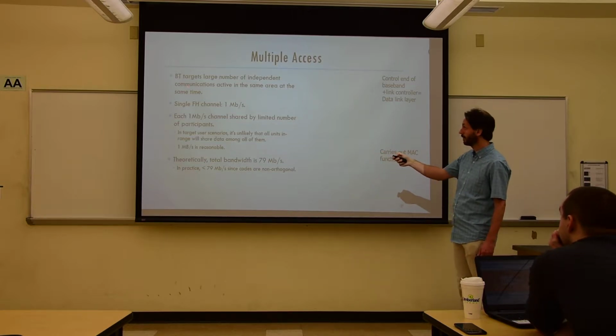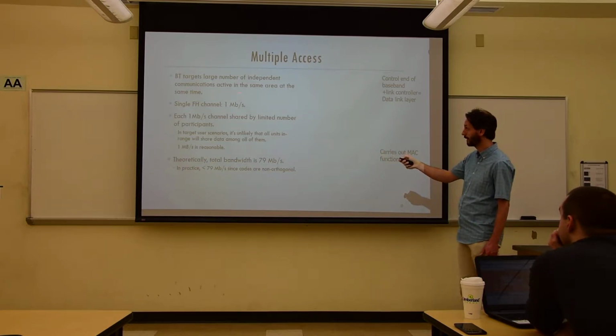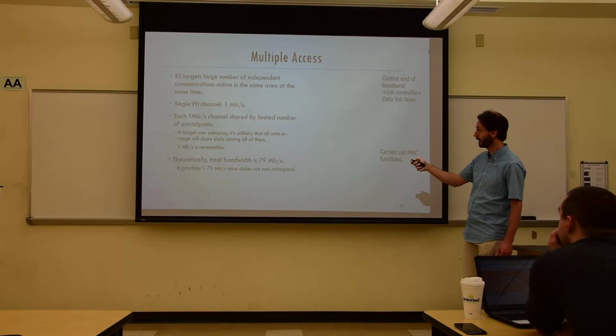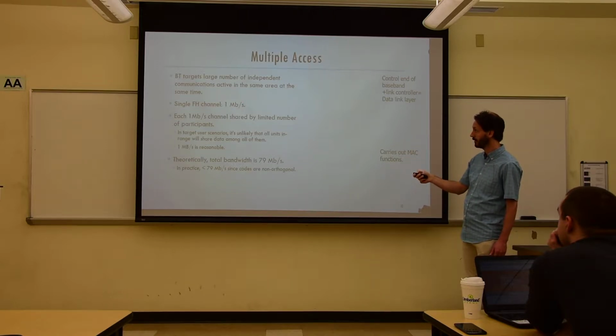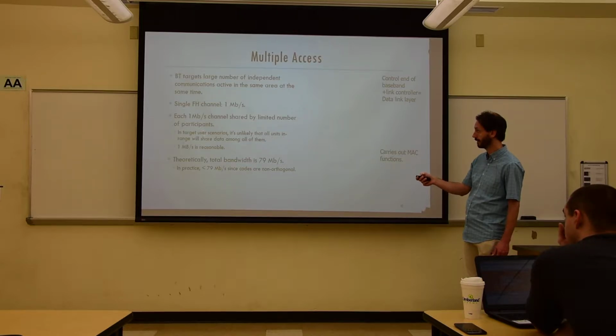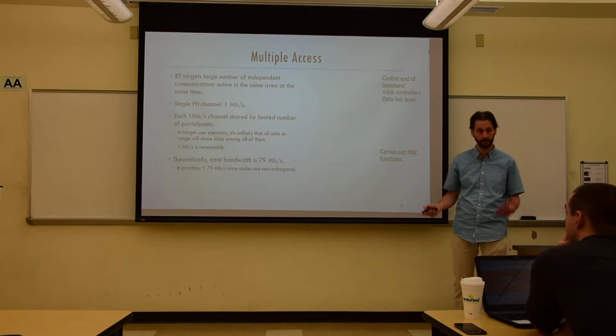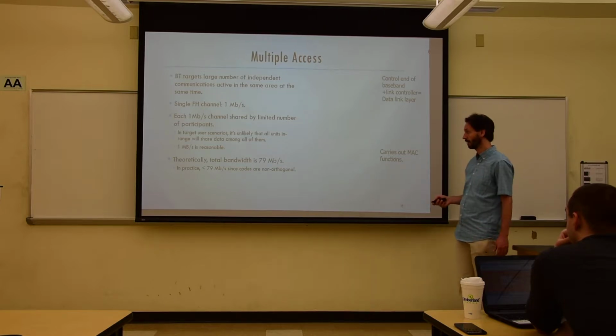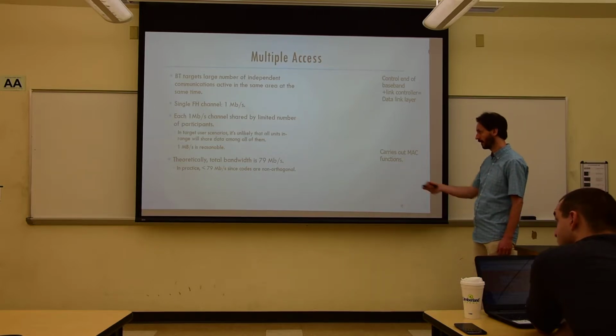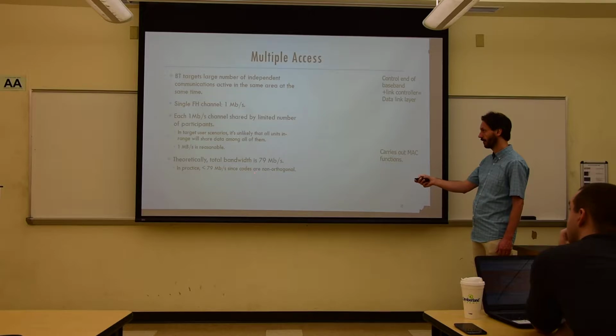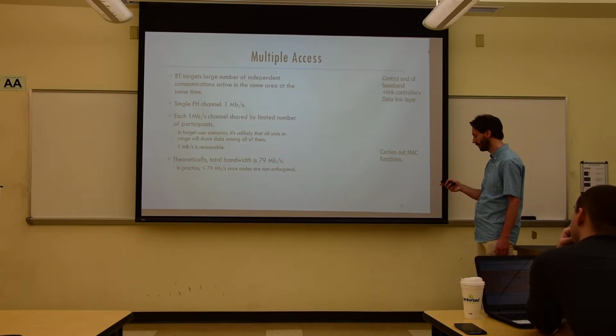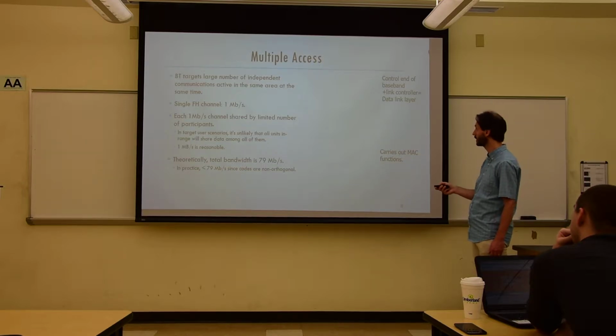Alright, so Bluetooth targets a large number of independent communications active in the same area at the same time. Each 1 megabit per second channel is shared by a limited number of participants. Theoretically the total bandwidth is of course 79 megabit per second because you have 79 channels. But it's much less because you will have a bunch of different transmissions going on. So you need to share. That's what we saw, right?